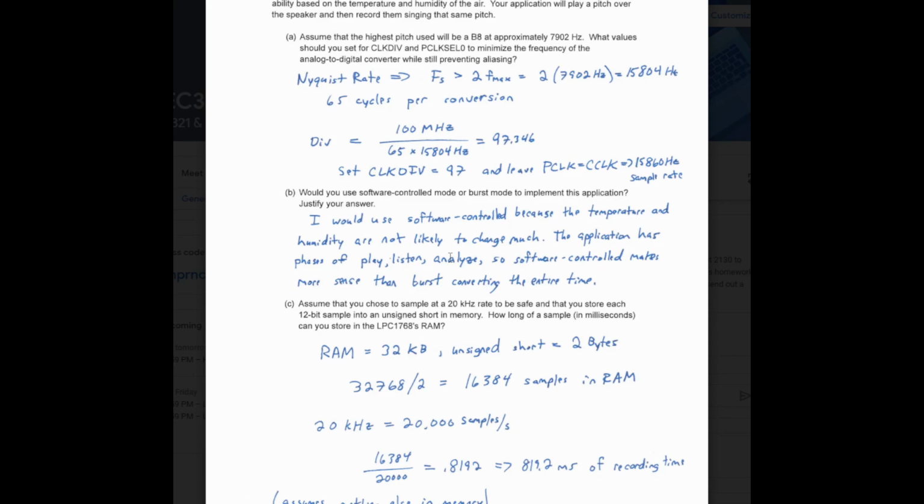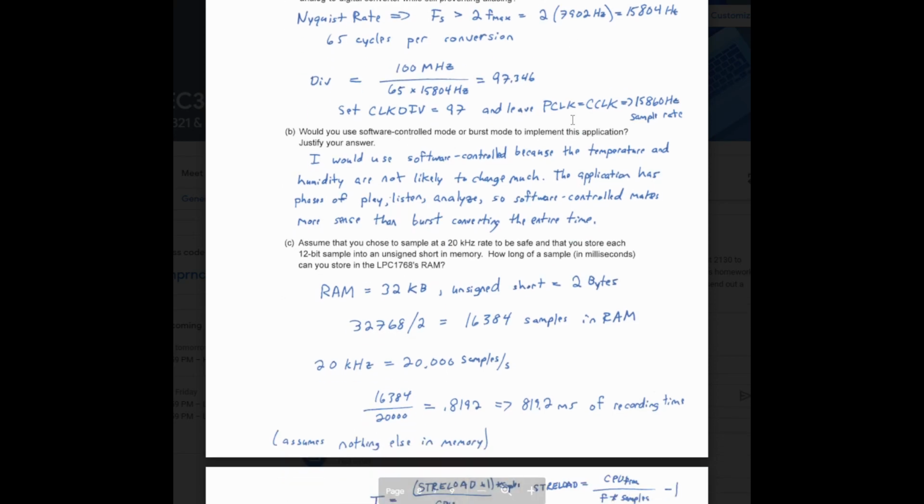And so it makes more sense to do that than have burst mode converting the entire time and discarding samples in the background whenever you're not listening to them sing, right? And that also decreases your chance of having random samples recorded when they weren't actually singing. For part C, this is dealing with the bit rate of our conversions.